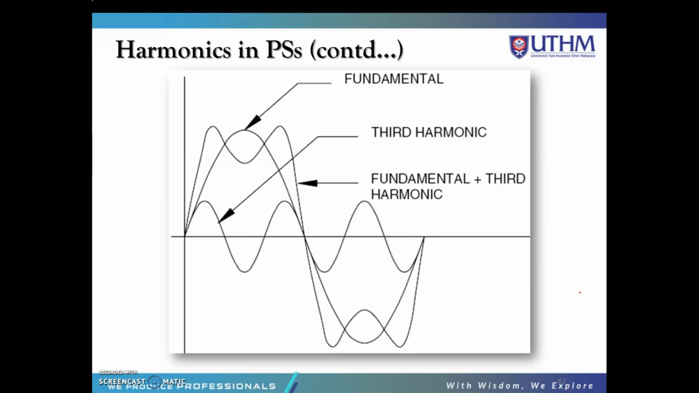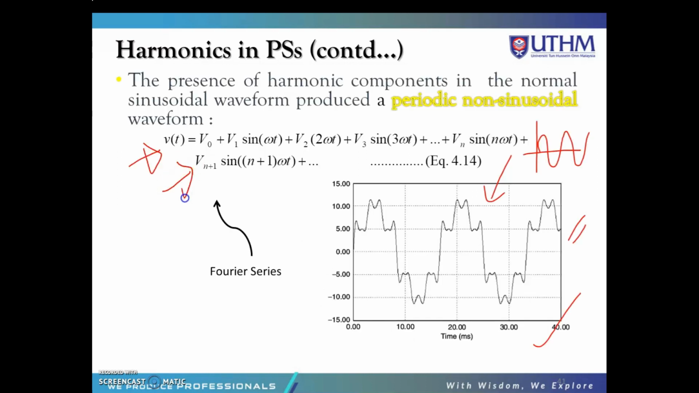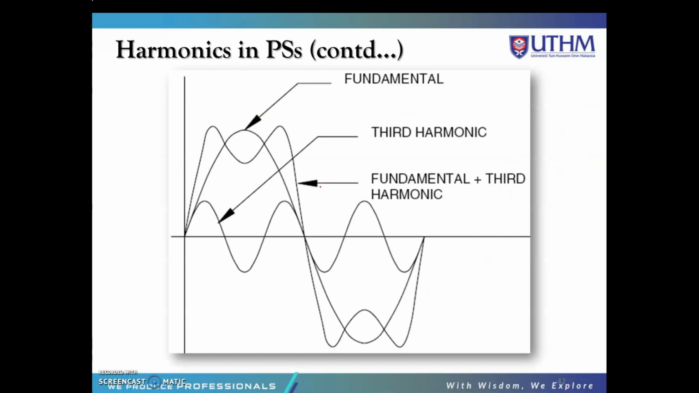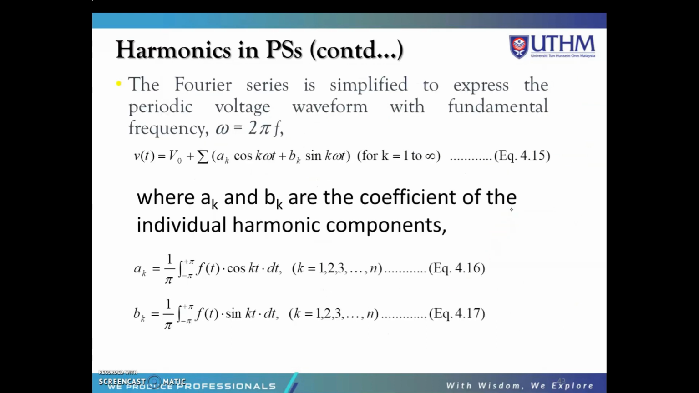This is the waveform created by adding the fundamental and the third harmonic frequency waveforms. If you refer to this equation, this one is the voltage output, this one is the fundamental voltage, this one is the voltage for the second harmonic, the voltage for the third harmonic, and the nth harmonic. This one is for the third harmonic.